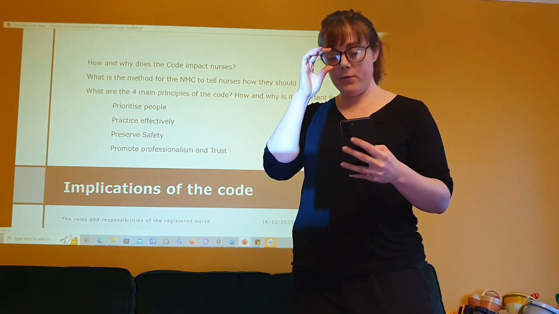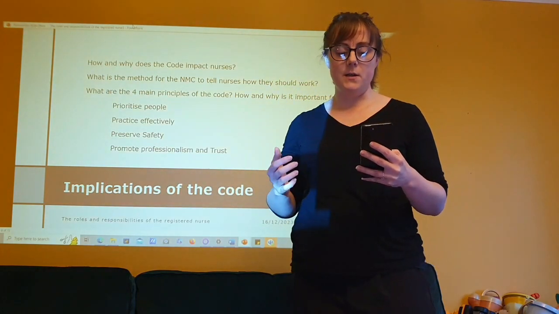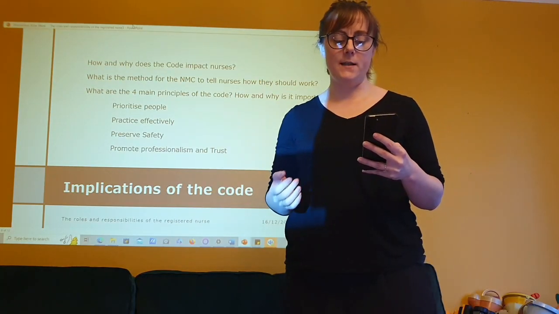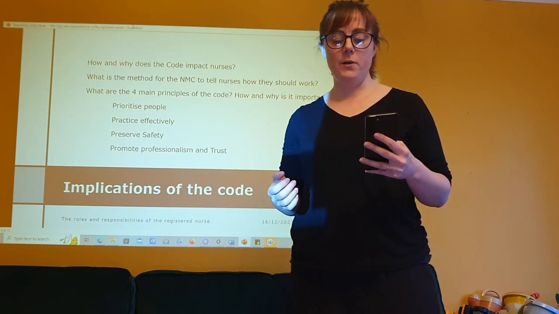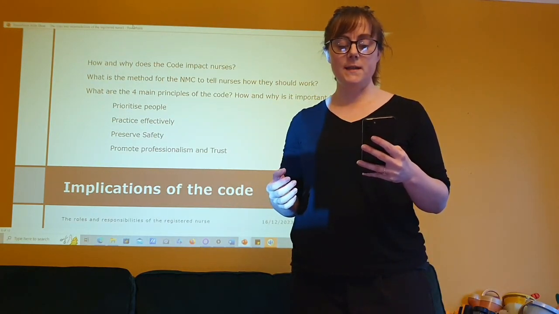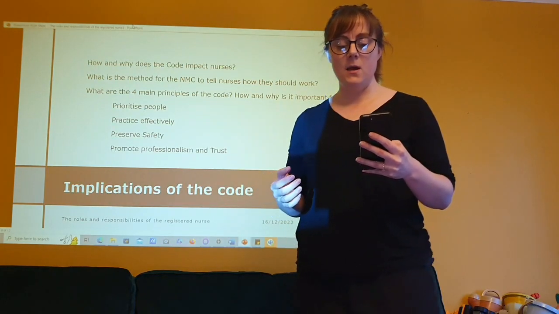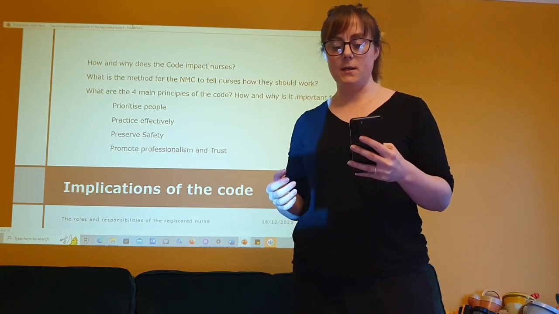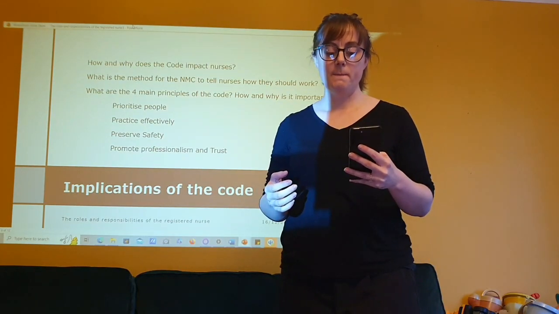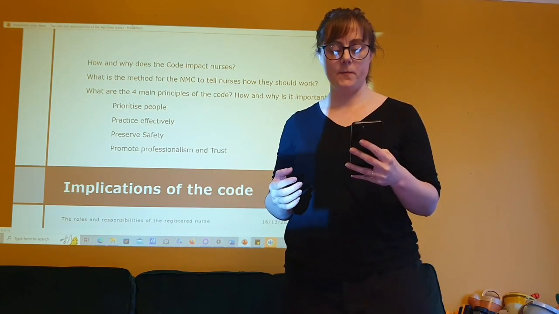The code is a way of reinforcing professionalism. Through revalidation, nurses, midwives and nursing associates provide evidence of their continued ability to practice safely and effectively. It provides the focus for professional reflection. The code contains a series of statements that taken together signify what good practice means by nurses, midwives and nursing associates. It puts the interests of patients and service users first. It is safe, effective and promotes trust through professionalism.